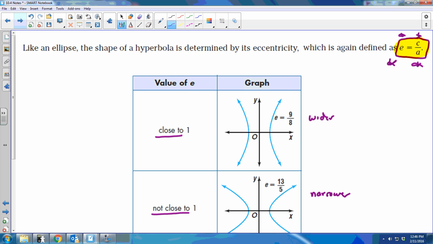We can talk about how E changes the look of the graph, but the equation is what we need to write the actual equations. If E is close to 1, you have wider branches. E is not close to 1, you have narrower branches. Again, that's the whole point, but in order to write an equation like we're doing in Learning Target 11, we just need to know that E equals C over A. That hasn't changed.